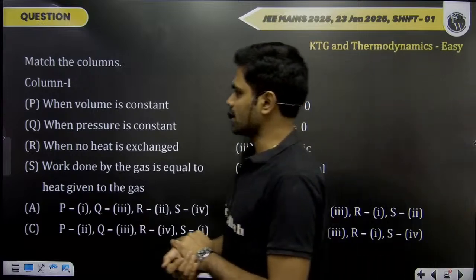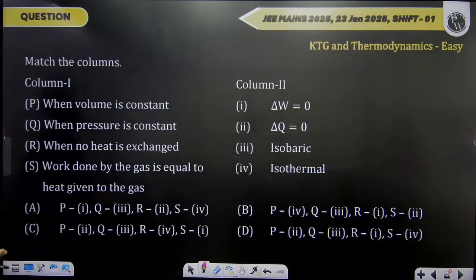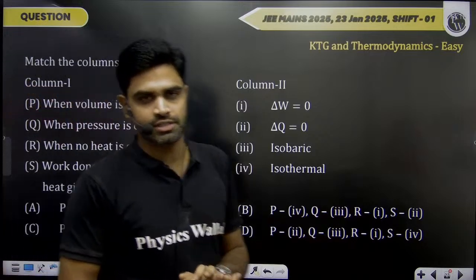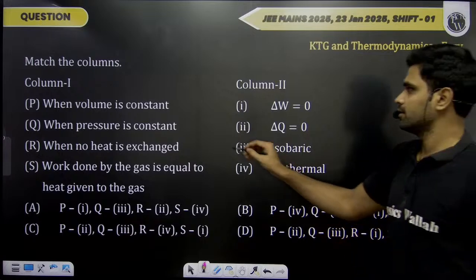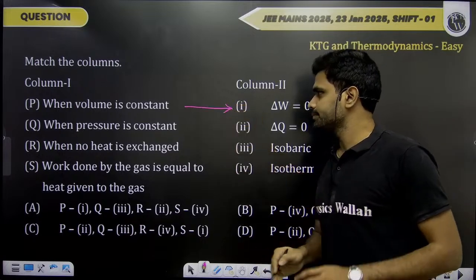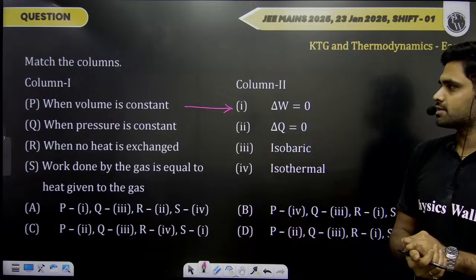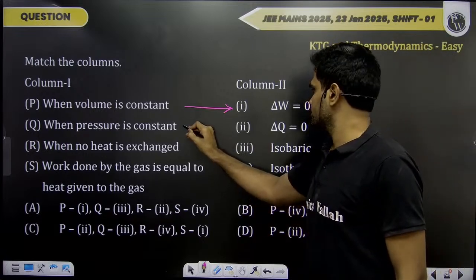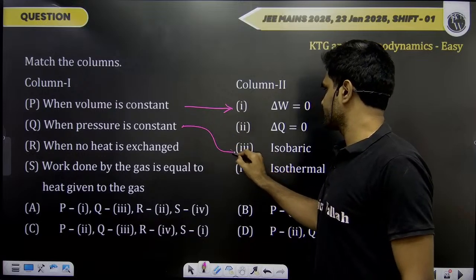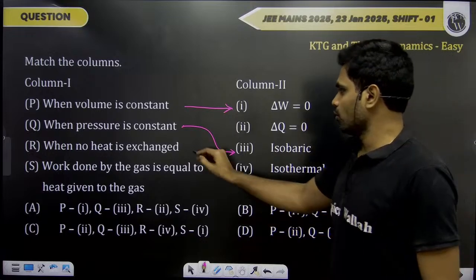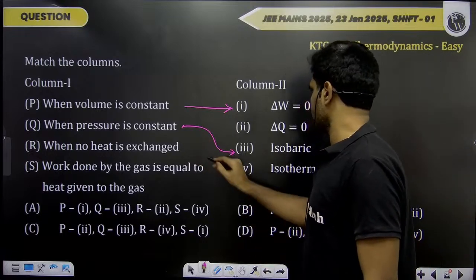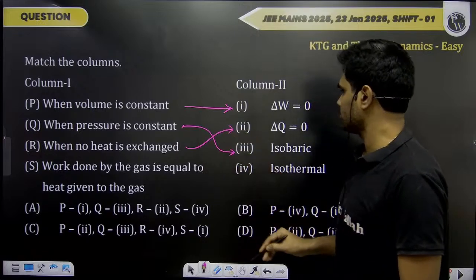Next, this thermodynamics question. This is also direct formula based or direct theory based. First question: when volume is constant, which process is this? Volume is constant, it is isochoric, and in an isochoric process work done is 0. Second option: when pressure is constant, it is isobaric. And when no heat is exchanged, it is adiabatic and delta Q is 0.